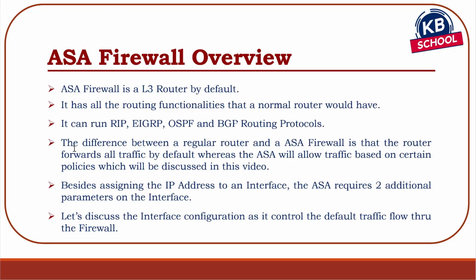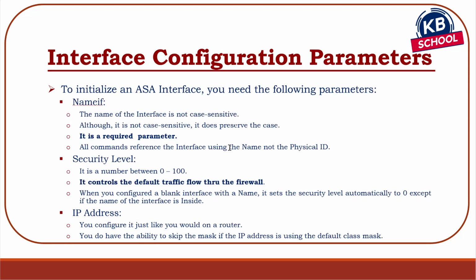So we talked about besides assigning the IP address to the interface, the ASA requires 2 additional parameters on the interface. We'll discuss that in the next slide. So right over here, what are the different configuration parameters that are required on the interface? As I said, you need an IP address, which is normal. Then you have the name of the interface. It is a required parameter. The name of the interface is not case sensitive, although there is a certain command we'll talk about later on called the crypto map command. For that particular command, it is case sensitive. For the other ones, it is not.